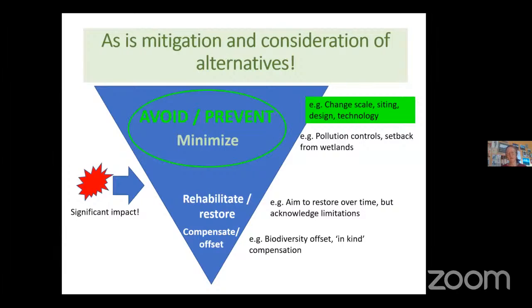Then we talk about remediative mitigation measures, and those comprise rehabilitation or restoration, and a very, very last resort type of mitigation would be offsets or compensation. But really to be avoided. First prize is certainly avoid or prevent, and then minimize, and then try and patch up to the best possible extent.